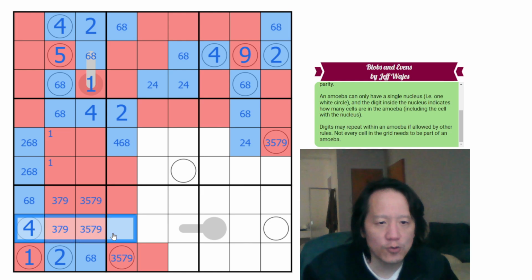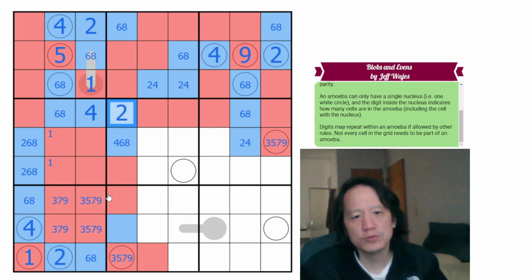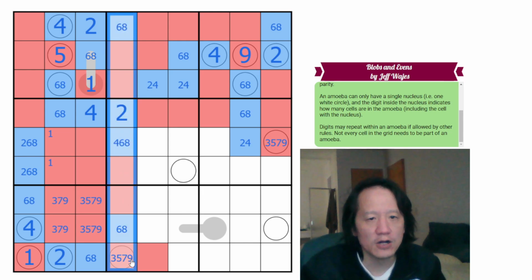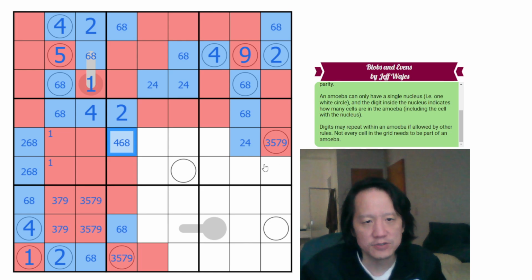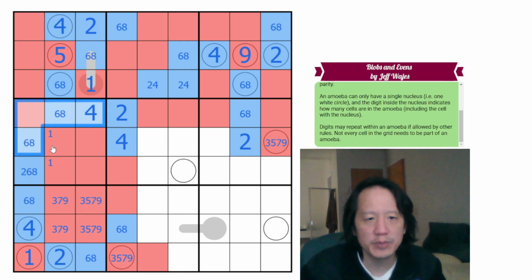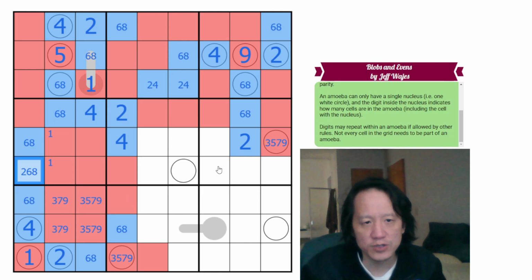This cannot be 4, and it can't be 2. Therefore, this must be 6 or 8. We have a 6, 8, 6, 8 pair in column 4. Therefore, this cannot be 6 or 8. The rest of the column cannot be 6 or 8, so this must be 4, which makes this not a 4, so this must be 2. This can't be 2 anymore. We have a 6, 8, 6, 8 pair in box 4, so the rest of the box cannot be 6 or 8, so therefore this is 2.